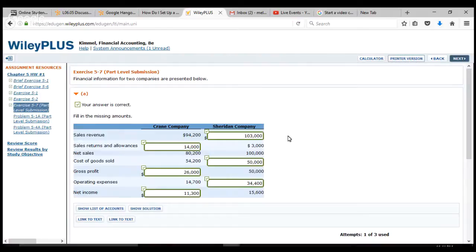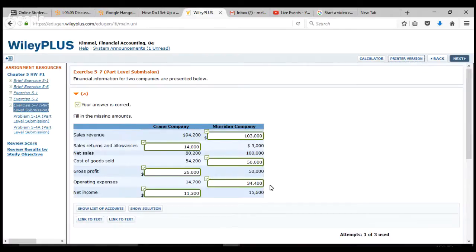The Sheridan side, the company, to get your sales revenue, you add sales returns and allowances and the net sales. So you take your 3,000 plus your 100,000 to get 103,000. And then to get your cost of goods sold, take the net sales, you minus your gross profit. So you have your 100,000 minus 50,000, and you get $50,000, which is your cost of goods sold.